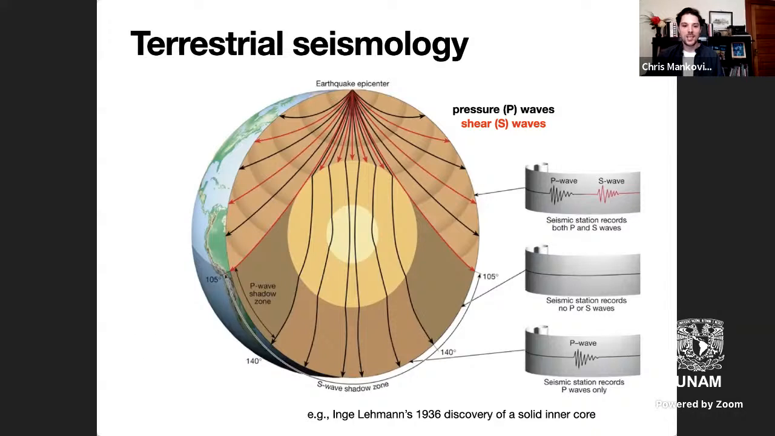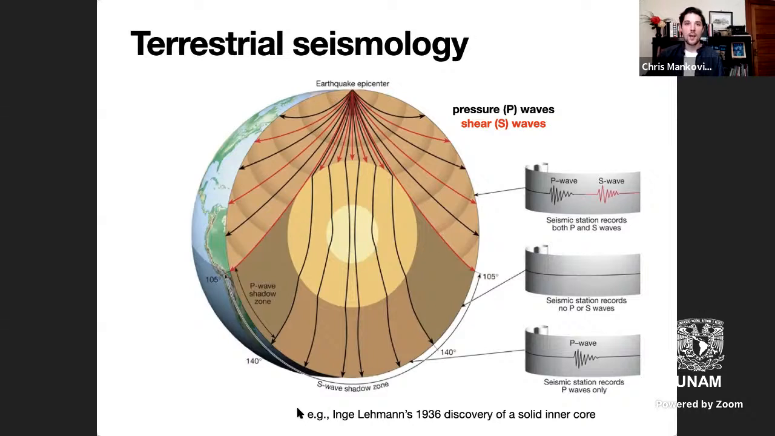Terrestrial seismology is obviously the birthplace of seismology. You can study the Earth using its normal modes, but a lot of the information has come from not using normal modes, but studying instead just body waves that propagate following an earthquake. So this is kind of a cartoon that shows how the two main families of body waves, pressure waves and shear waves, can travel in the Earth's interior following an earthquake. And so there are a number of things you can learn about the Earth.